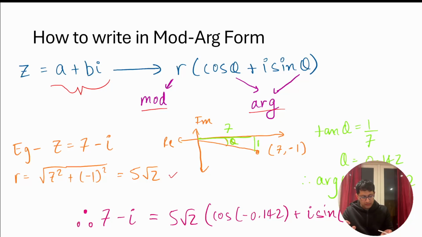So if you do work out this argument, it might look really odd, like, oh, I've got an argument of 0.142. It's perfectly fine, just plug it in. So the complex number 7 minus i in the modulus argument form will look like 5 root 2 brackets cos of minus 0.142 plus i sine of minus 0.142. Why is it minus? Well, because it's going the other way from the positive real axis.